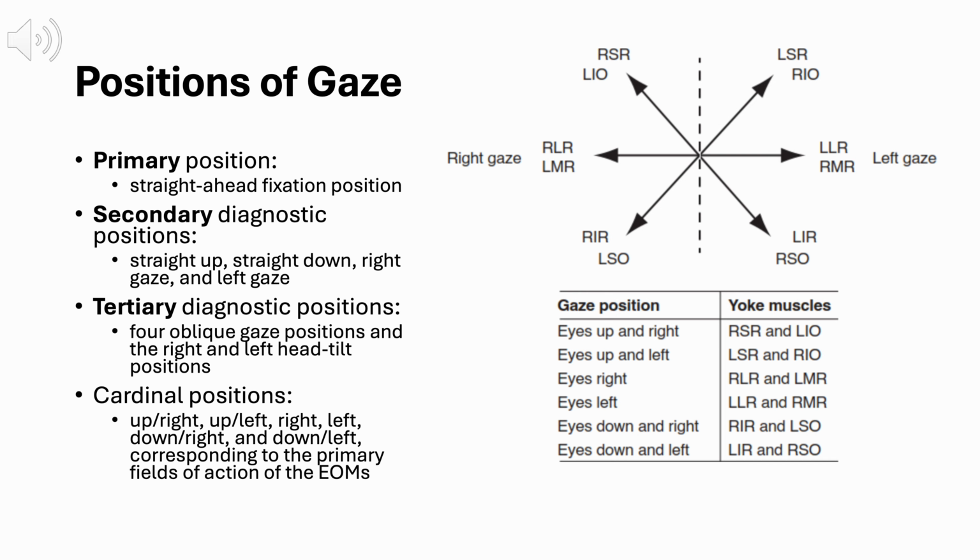Tertiary diagnostic positions combine vertical and horizontal movement. These are the 4 oblique gaze positions, along with right and left head tilt positions, and they are especially useful for evaluating the oblique muscles.